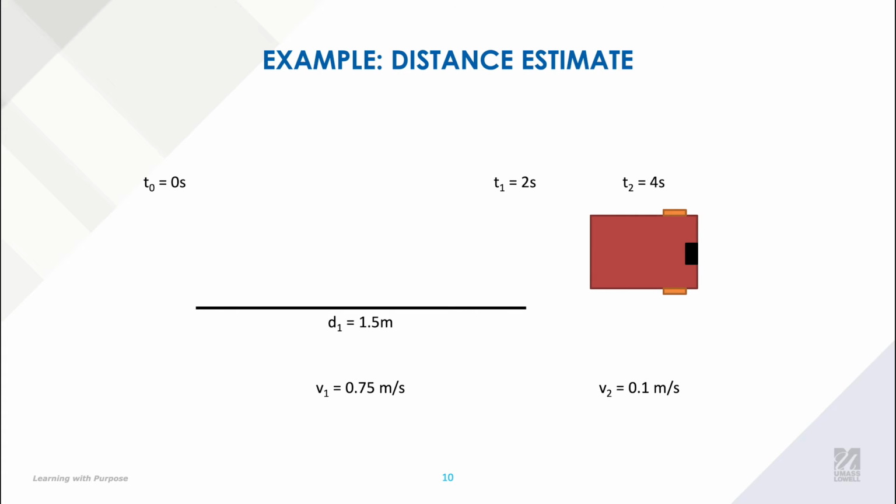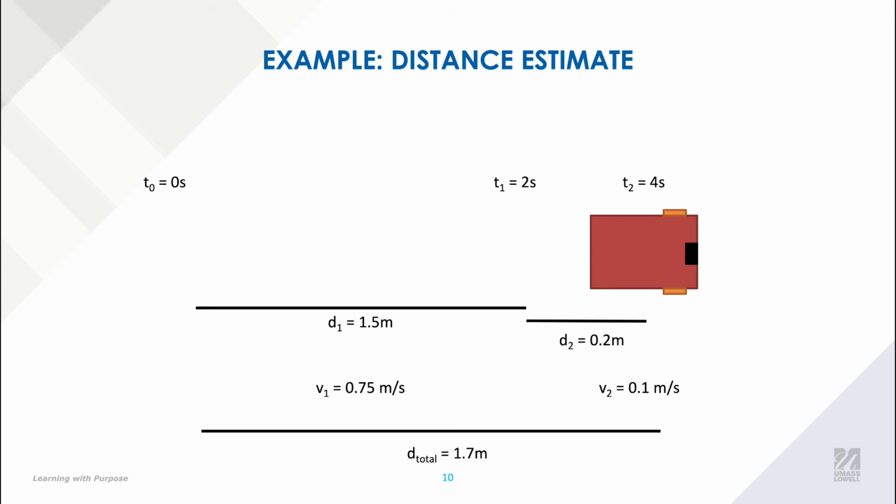Because we went from 2 seconds to 4 seconds, that's 2 seconds in between. And our v2 is 0.1 meters per second, so we take our v2 times our delta t there, and we'll end up getting d2 of 0.2 meters. So we were going a lot slower that time, we only traveled 0.2 of a meter. And we can add all this up and say that our total distance traveled then is 1.7 meters. So just the two estimates there together.